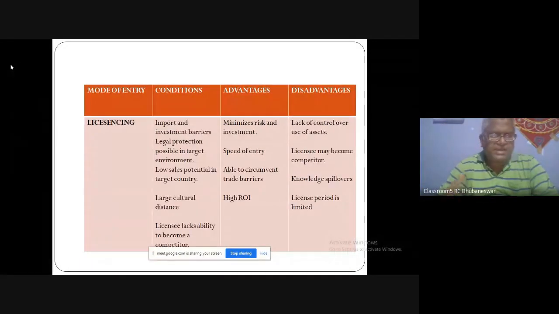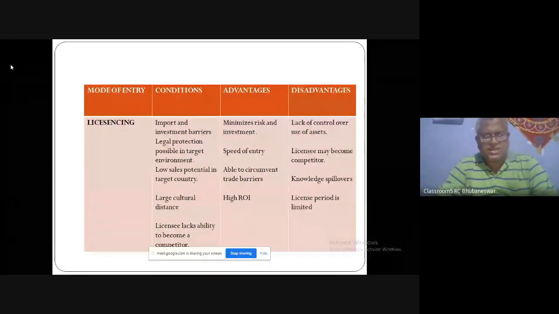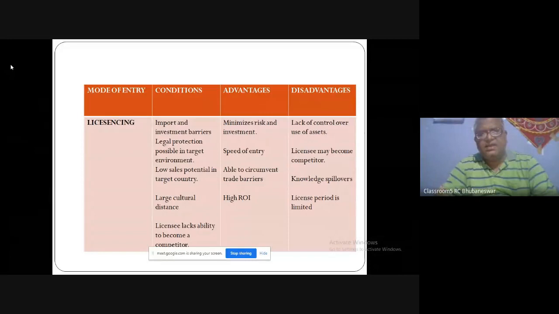If you talk about the licensing system, several conditions are there: import and investment barriers, low sales potential in targets, and large cultural distances. The advantages are minimization of risk, speed of entry, and high ROI. There are also disadvantages related to licensing: there is competition, and the license period is also limited.